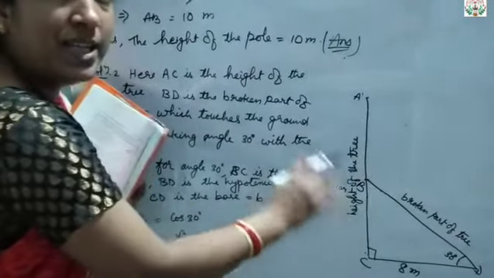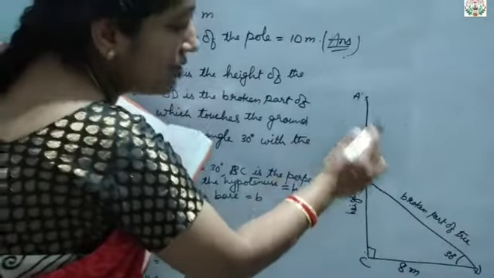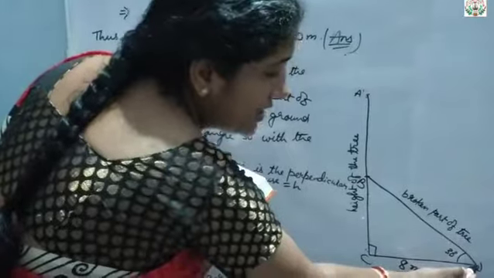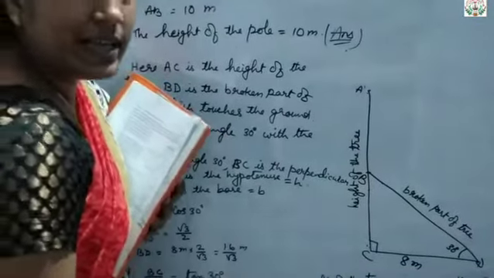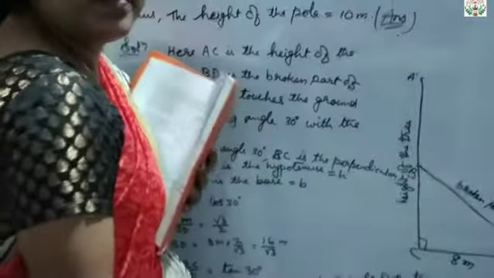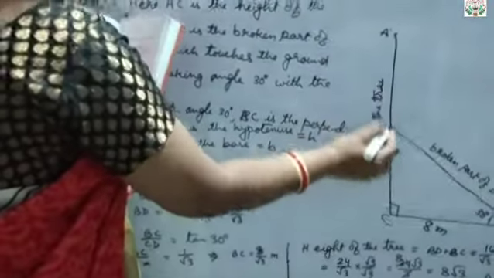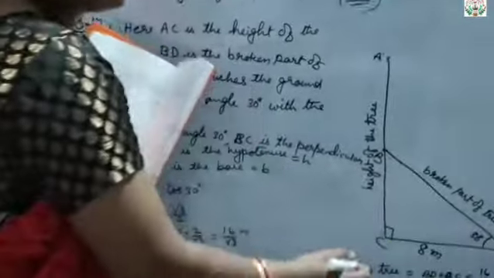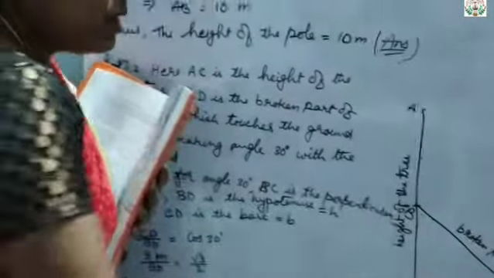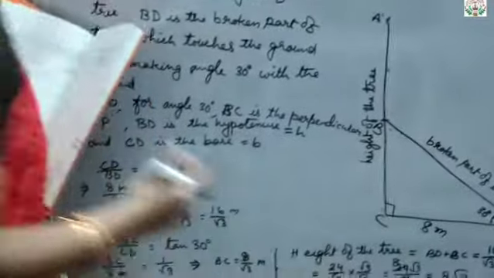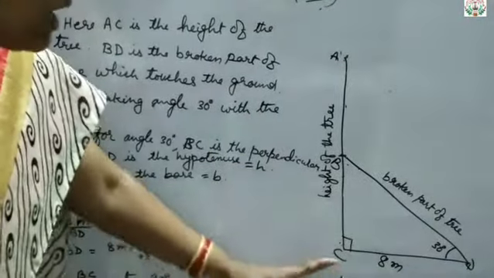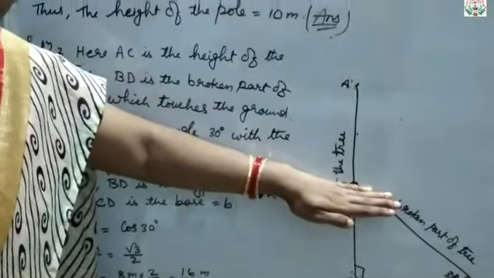This particular tree broke, and that joins the ground or touches the ground at D. So BD is the broken part. AB will be equal to BD because the tree broke from point B. AC is the big tree. Okay, and the tree broke at B point.